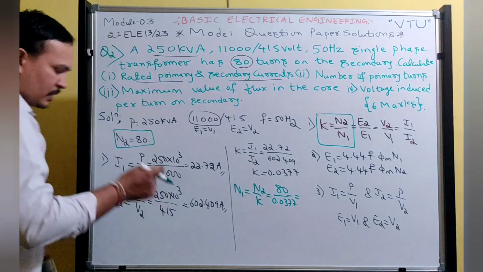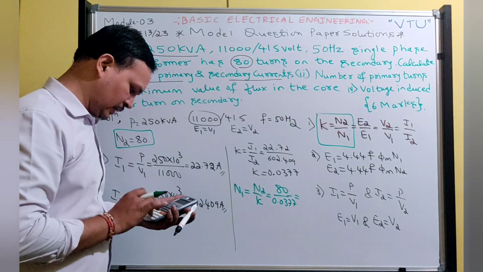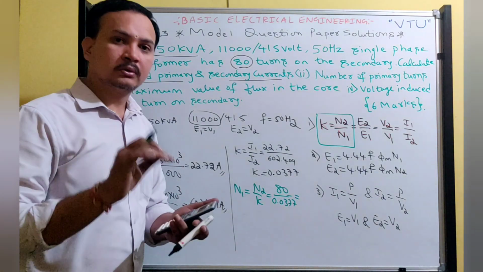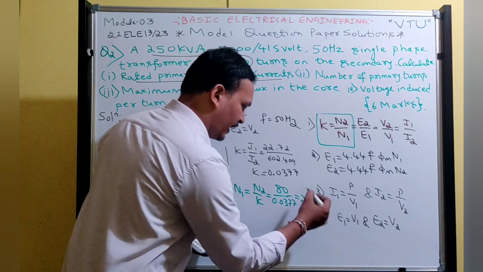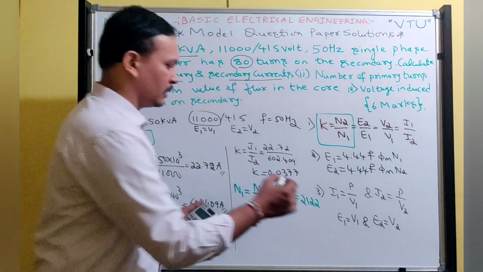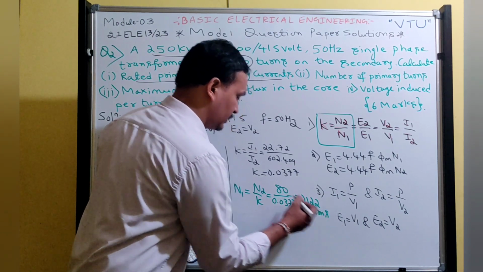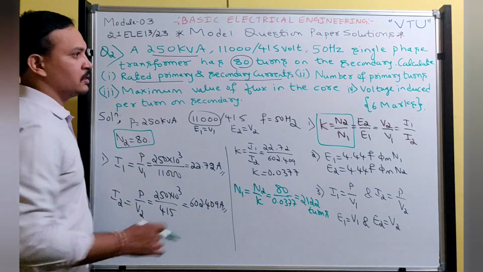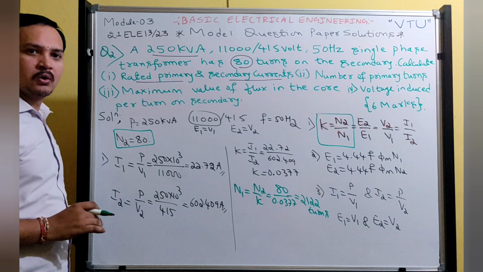0.0377. Let me do that one. 80 divided by 0.0377. So getting around 2122. So 2122 point something you will get. You write the exact integer. This many number of turns in the primary. That question is also over.